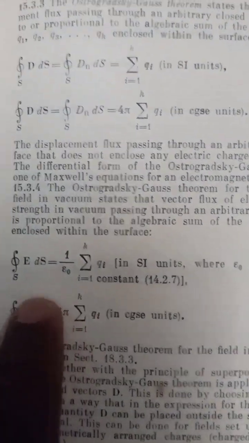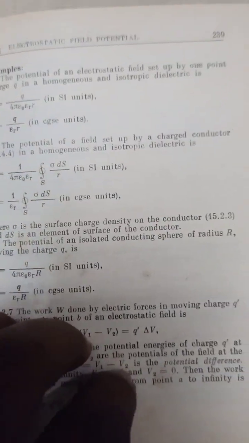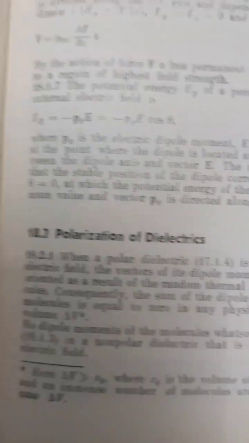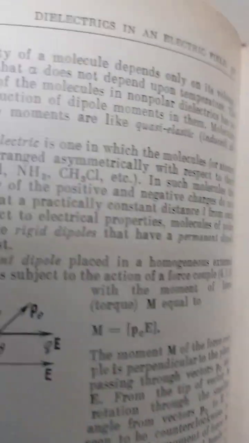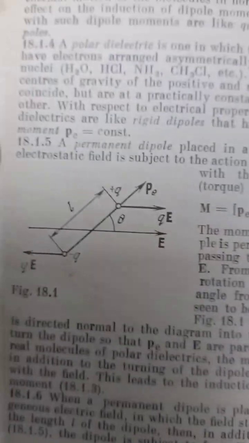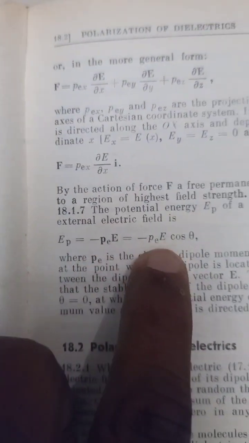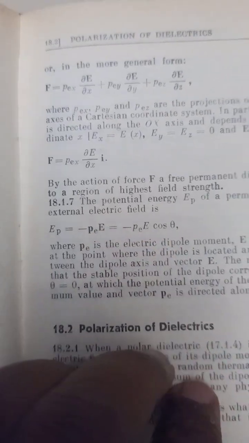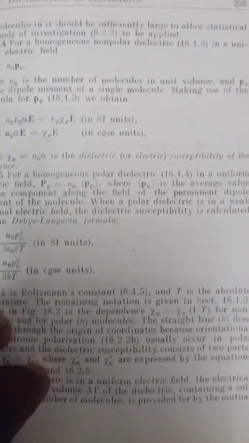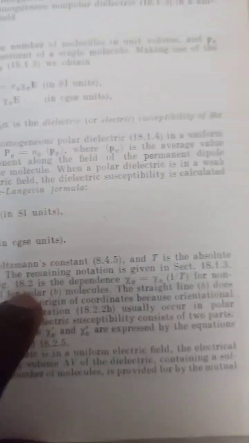Here you can see the equation of Gauss law in SI unit. And then electric potential of an electrostatic field. And this way polarization of dielectric. It goes quite deep, like polar dielectric, a permanent dipole placed in a homogeneous external electrostatic field. And here the potential energy of the dipole in an electric field is minus P bar dot E bar, that is minus P cos theta. So this way different types of equations, the Debye-Langevin formula is also there. And in quite a detailed manner each and every topic is covered.